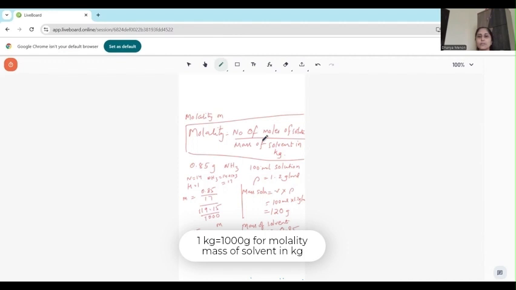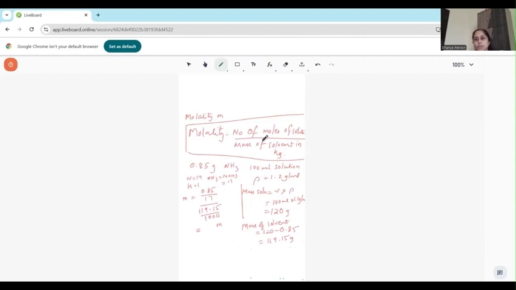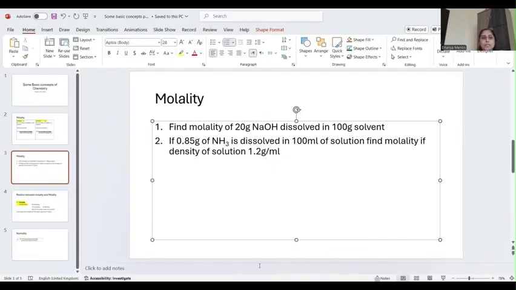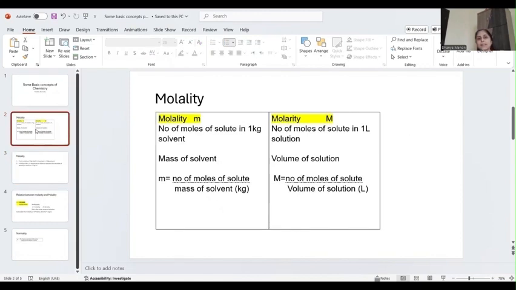So this is how you find out the molality when they have not given you the mass of the solvent directly, but they would have given you some hint to find out the mass of the solvent. So this was the question, about molality. I just compared it with molarity so that it's easy to remember. Molality is nothing but the number of moles of solute in 1 kg of the solvent.